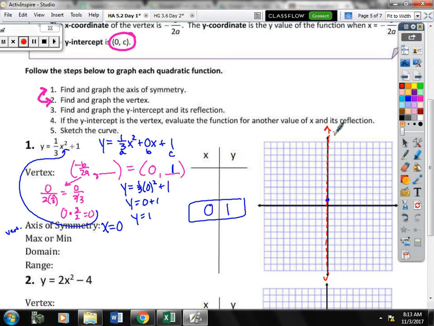Now when there's a fraction involved, I usually would pick things that are divisible by 3. That way I know that my answer is not going to be a decimal or a fraction. So for example, I might pick 3, because 3 is divisible by 3. And then I'll evaluate by plugging 3 into my function, off to the side.